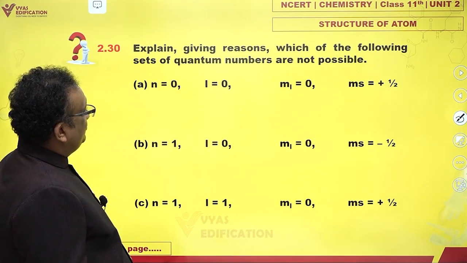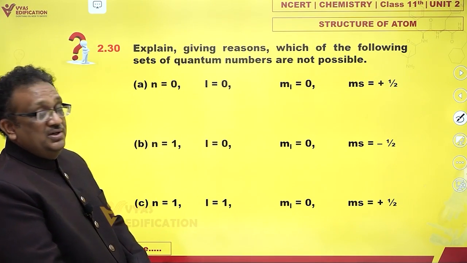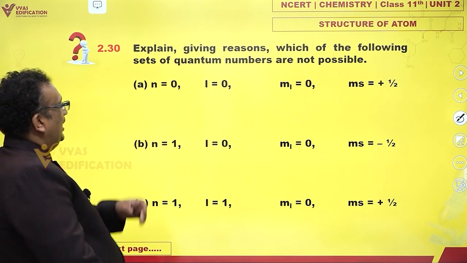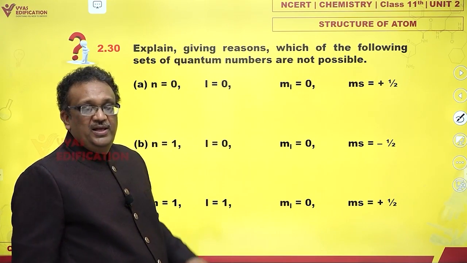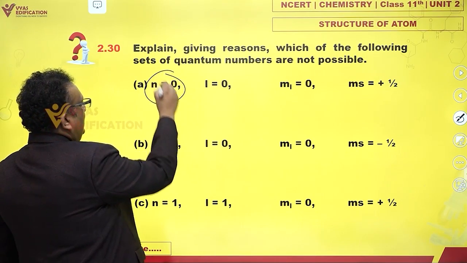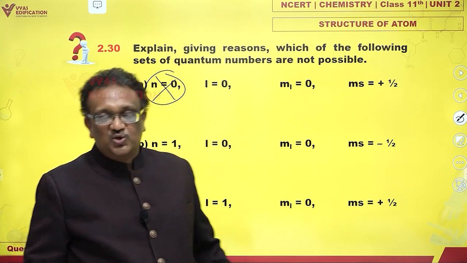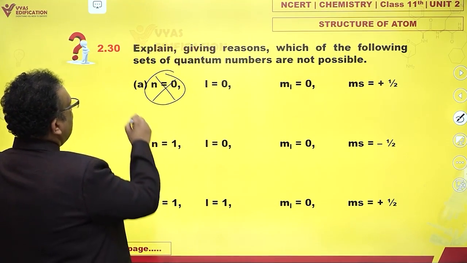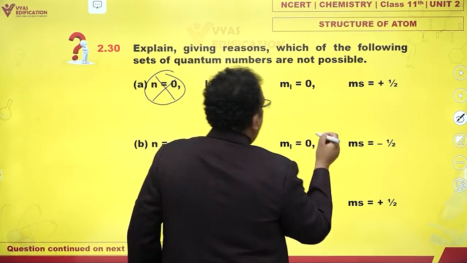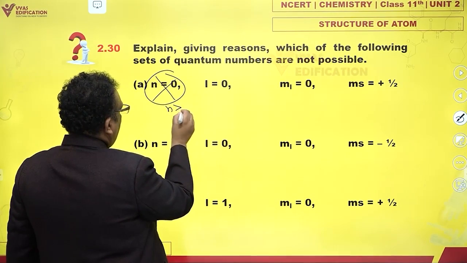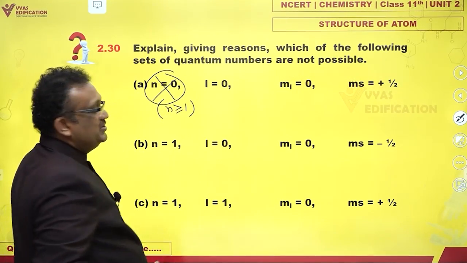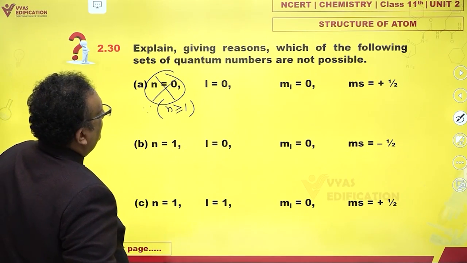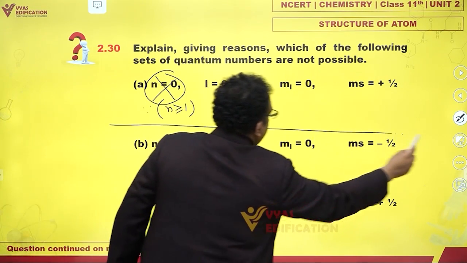Explain giving reasons which of the following sets of quantum numbers are not possible. n is equal to 0 is not possible. That means 0th shell. No, it has to begin from 1. The reason is n can have a value greater than or equal to 1, it cannot be 0. This is not possible.